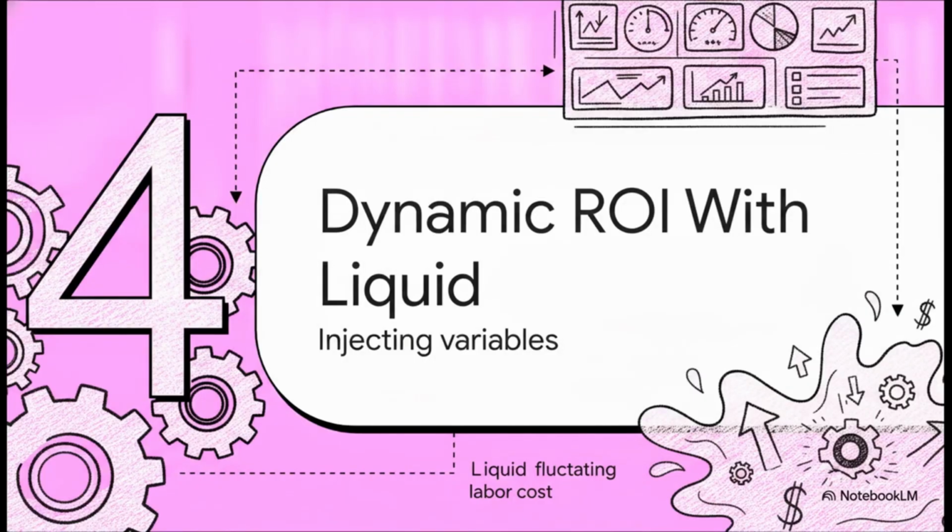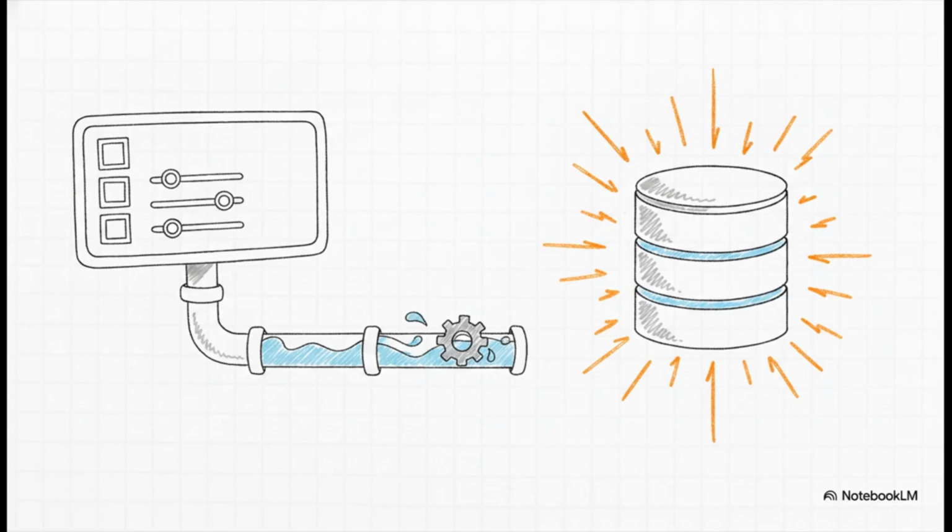Moving on to Section 4, Dynamic ROI with Liquid, injecting flexible variables on the fly. Now, what's really interesting about this is that once we have our performance engine built with PDTs, we still have to solve that fluctuating labor cost problem we talked about earlier. We need our dashboard to be completely flexible. So how do we pull that off? We use Looker Liquid parameters.